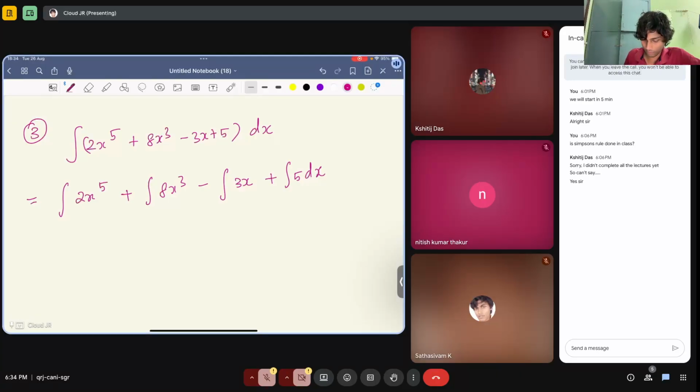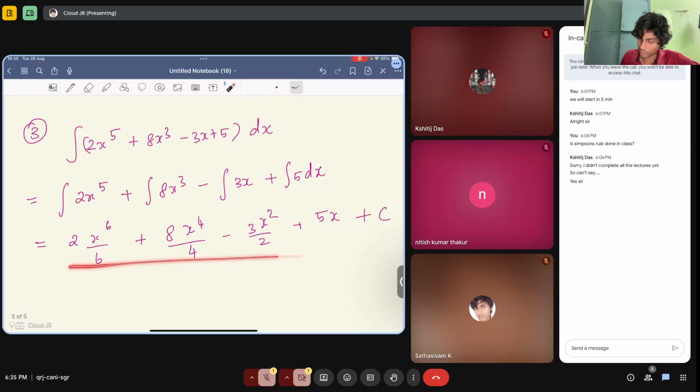Okay. So then we take the antiderivative in each step. It is x to the power 6 by 6 plus 8 times x to the power 4 by 4 minus 3 times x square by 2 plus 5 times x, right? And here you have to add a constant, because not only this is the integral, any constant if you add it, that is also an antiderivative.